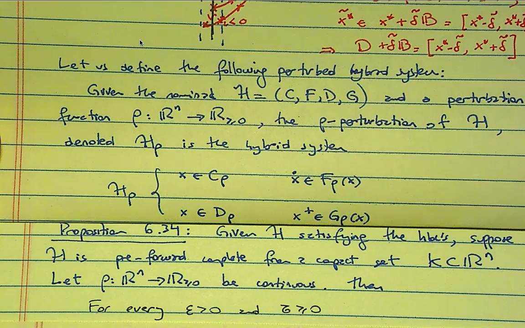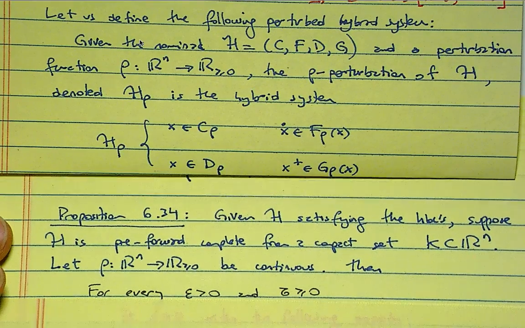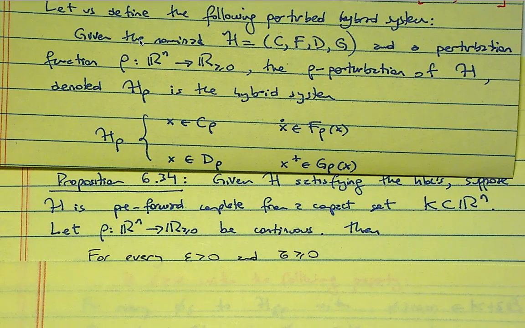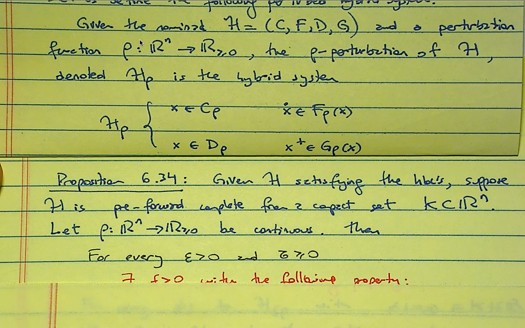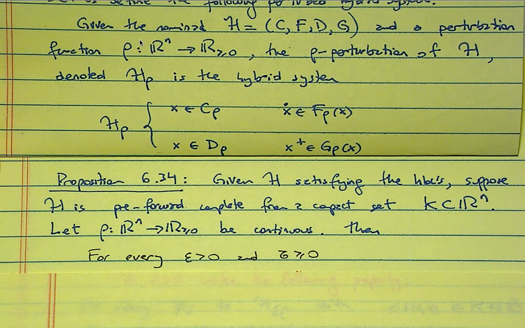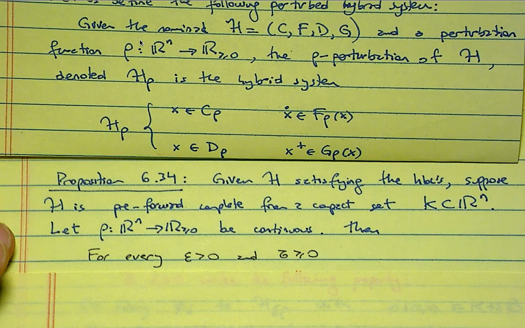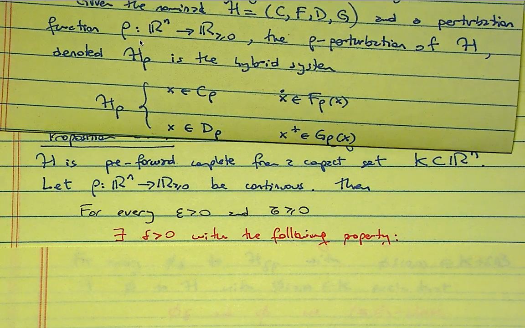So what we can say now is if you're giving me a perturbation function rho that is continuous, if it is not continuous, it's very easy to make it continuous, but let's say it is continuous. Then for every epsilon that defines how close I like to have the perturbed and unperturbed solutions, now with general perturbations, and every tau that defines over which hybrid time window or horizon I like that to happen, there exists a delta with the following property.